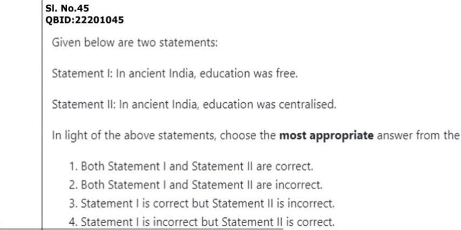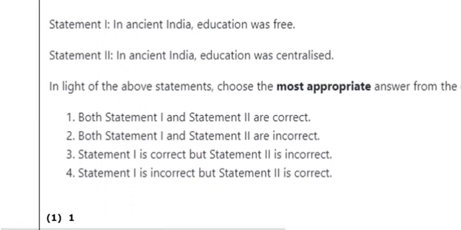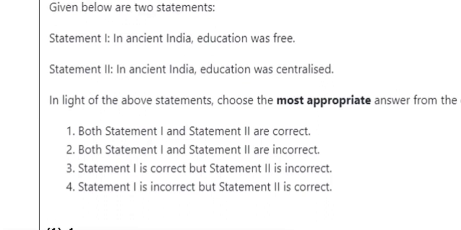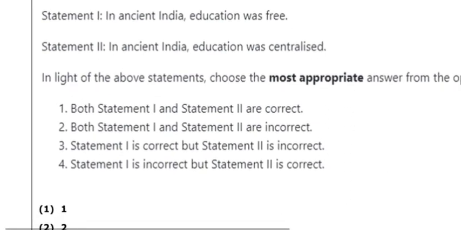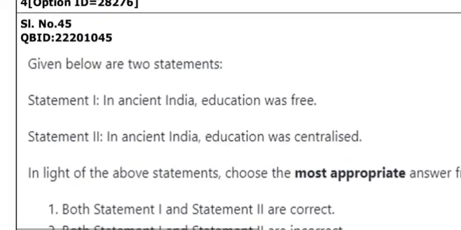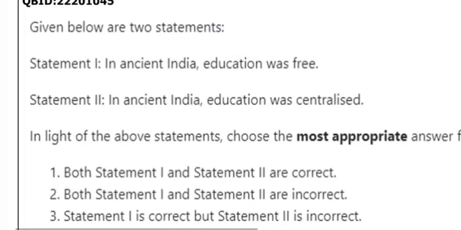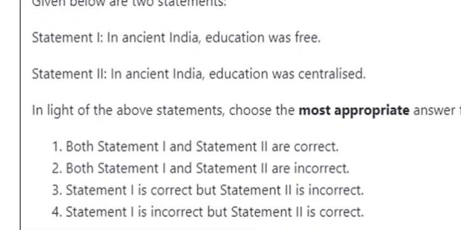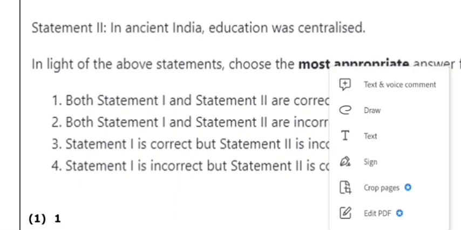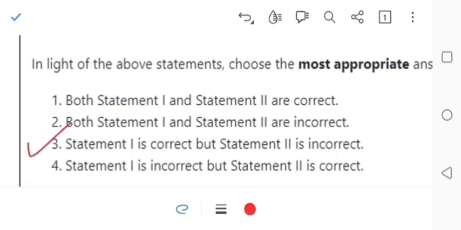Then 45, given below are two statements. Statement 1 is saying in ancient India education was free. Statement 2 says in ancient India education was centralized. Now these are the options. We have to choose the most appropriate one. You can read it. For 45, the correct option is statement 1 is correct, but statement 2 is incorrect.